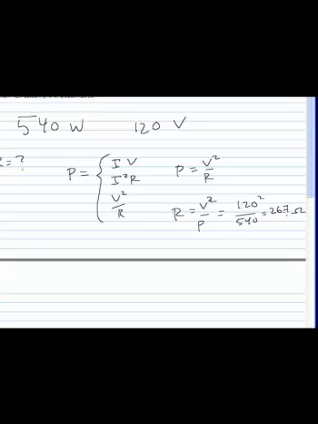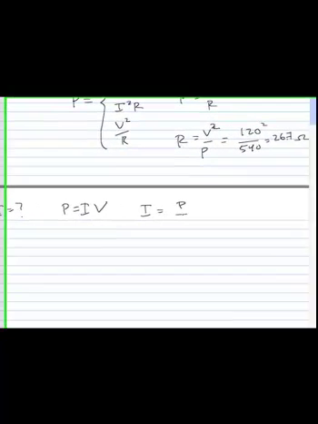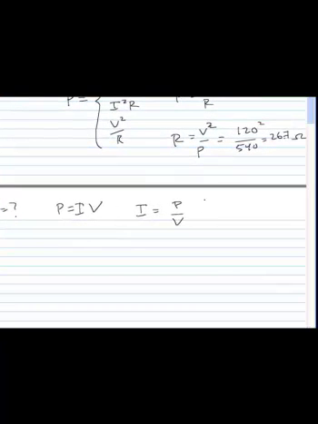ohms. In part B, they're asking for the current. So now I would choose power equals IV, or I is equal to P over V, 540 over 120, 4.5 amps.